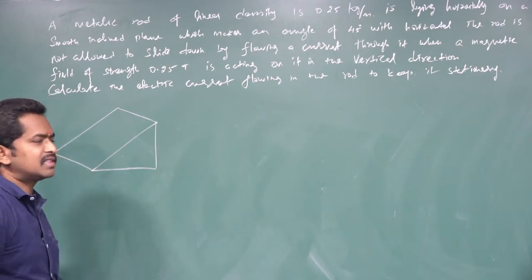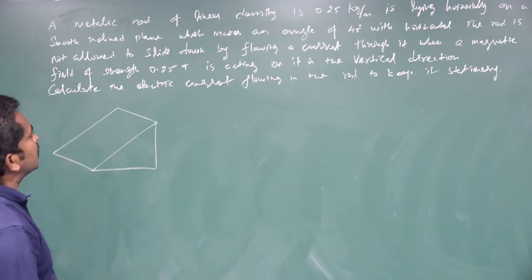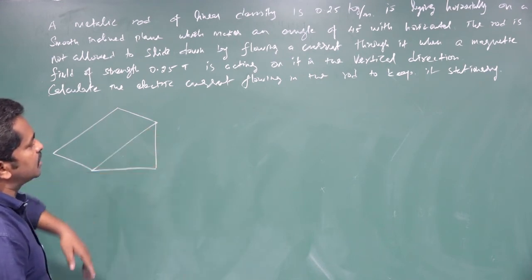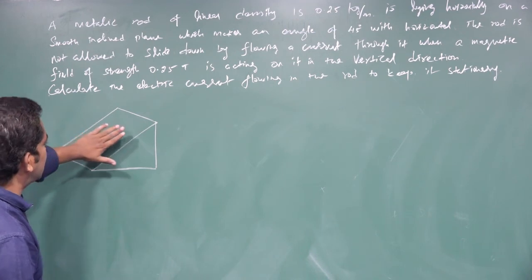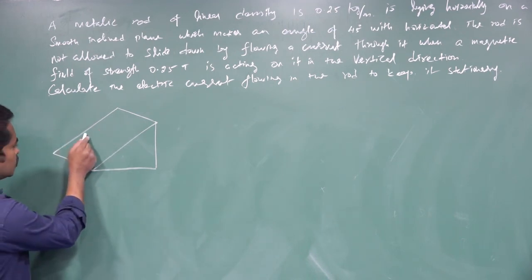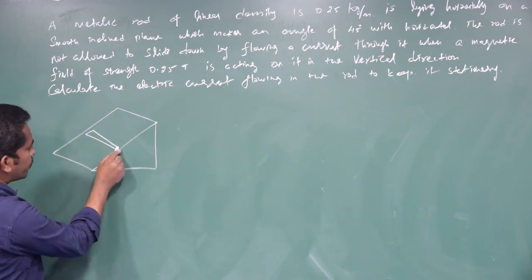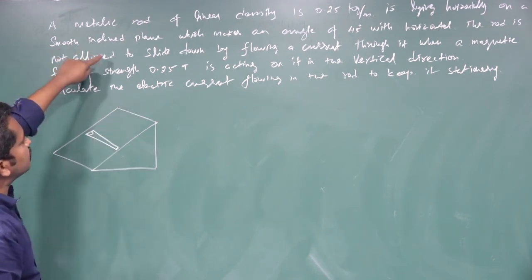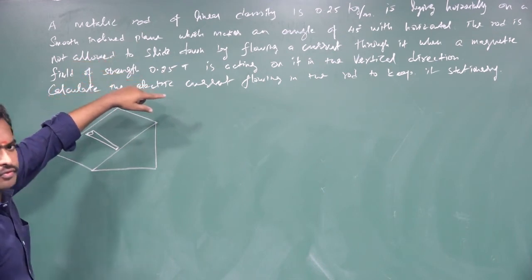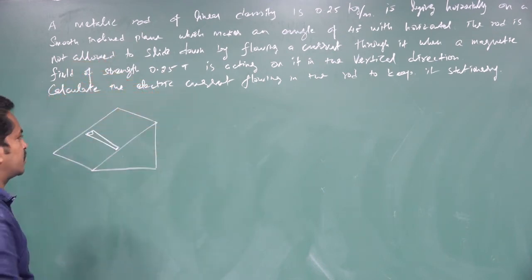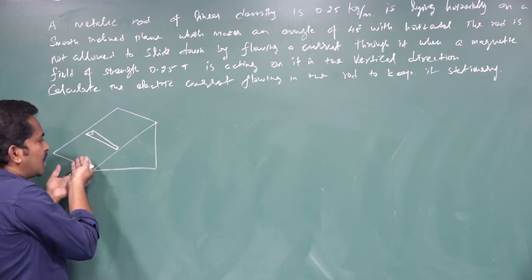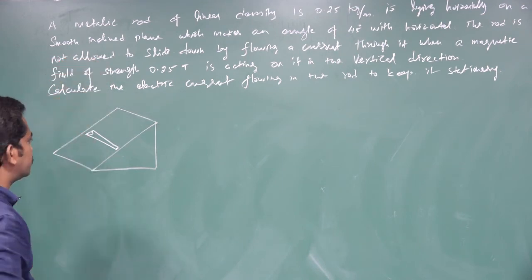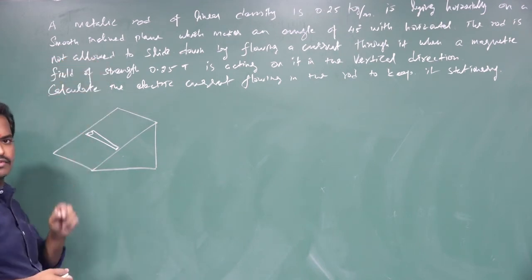Next, example 3.27: a metallic rod of linear density 0.25 kg per meter is lying horizontally on a smooth inclined plane. The metallic rod lies horizontally on a smooth inclined plane which makes an angle of 45 degrees with the horizontal surface. The rod is not allowed to slide down. It's very important. The weight of the object is W equal to mg.